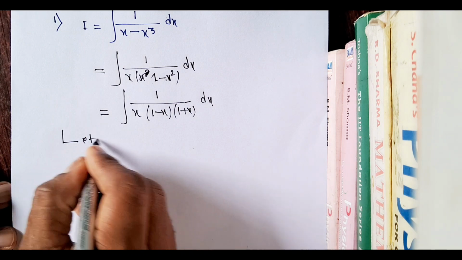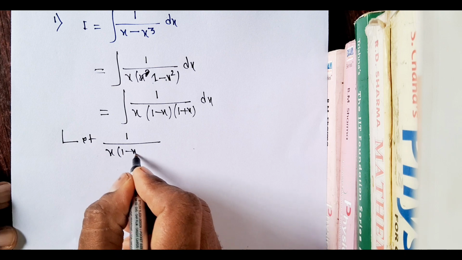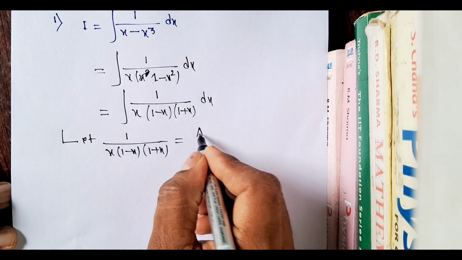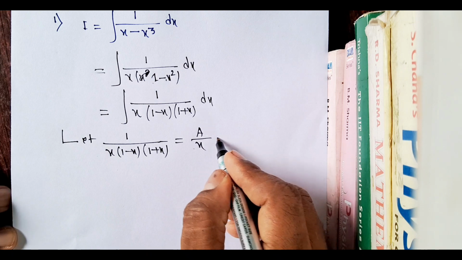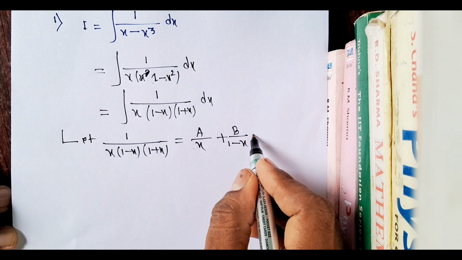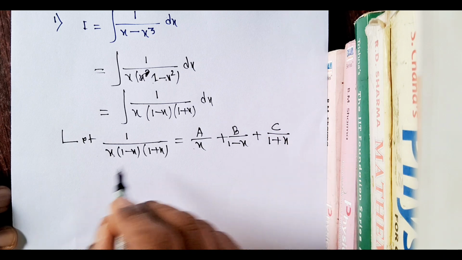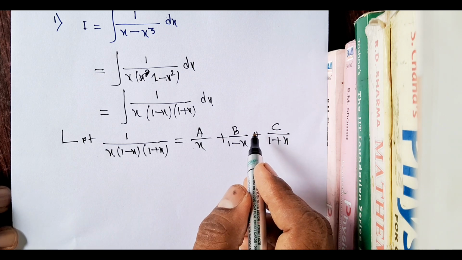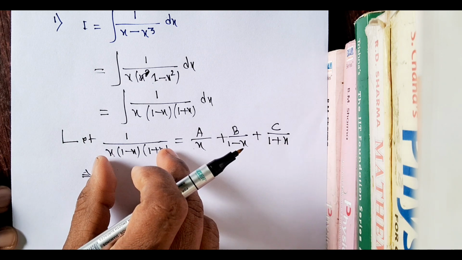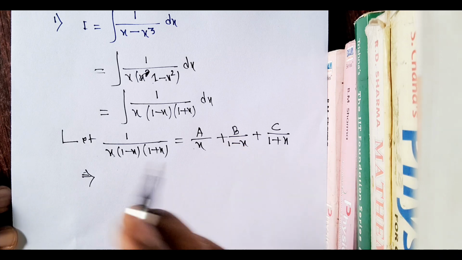Let simply 1 by x times 1 minus x, 1 plus x equal a by x plus b over 1 minus x, since 3 factors are there, and c by 1 plus x. A, B, C are numbers we have to find out. So for this, what's the procedure? Multiply throughout to each and every term of this equation.